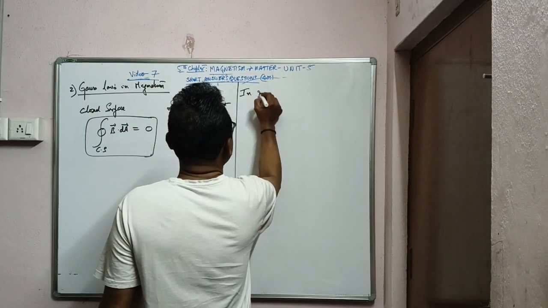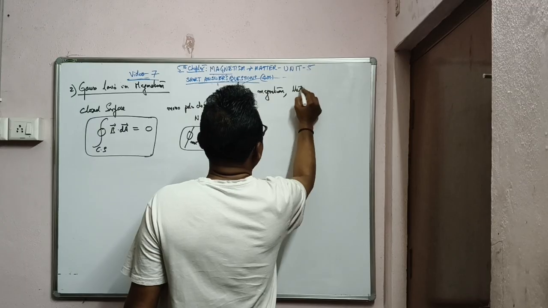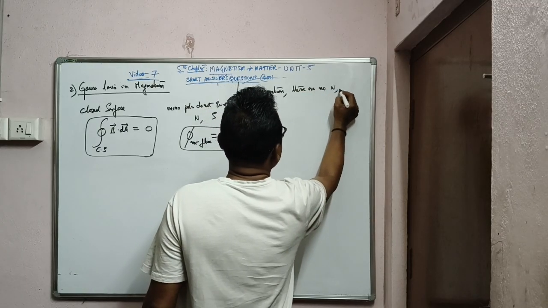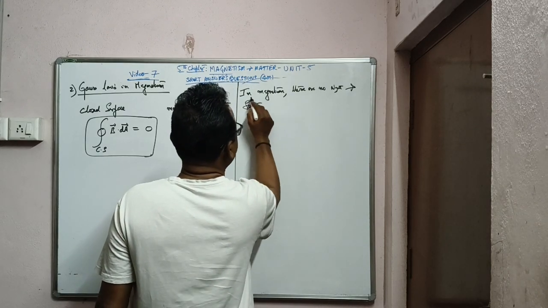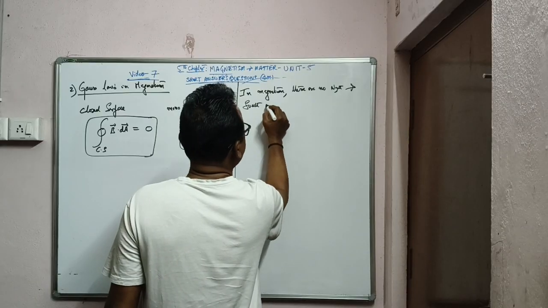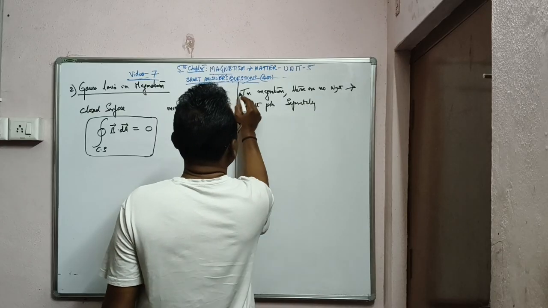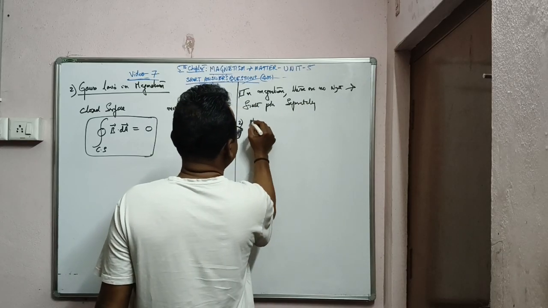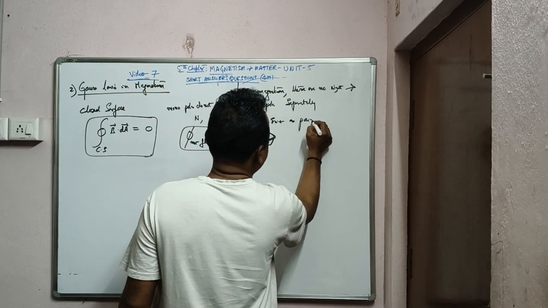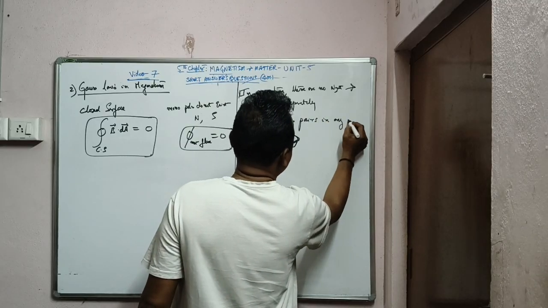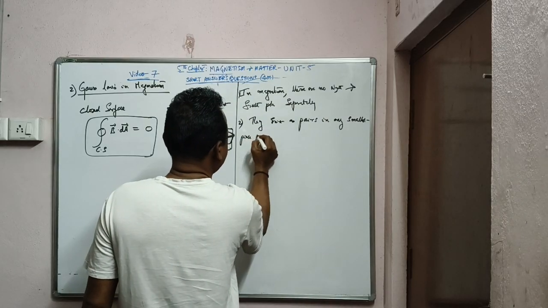In magnetism there are no separate north and south poles. They exist as pairs, in any magnet, in any smallest piece of a magnet.